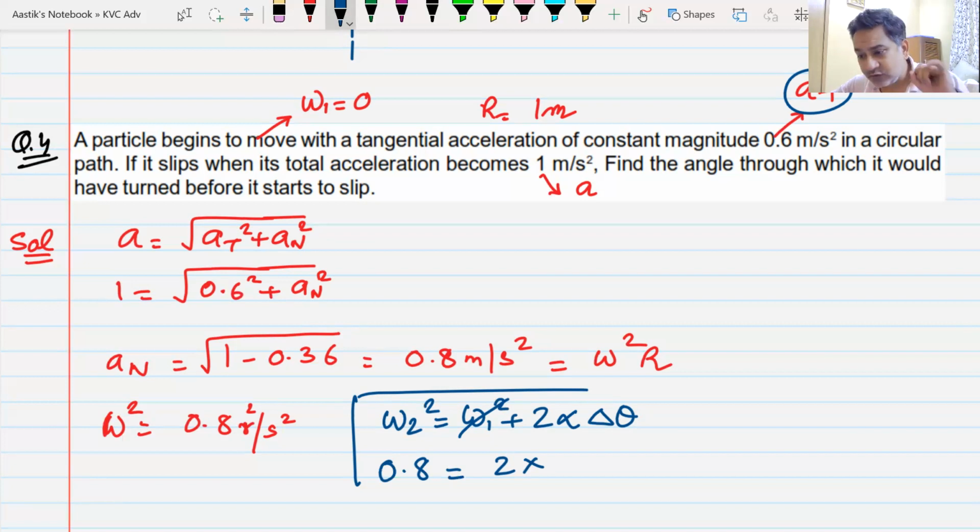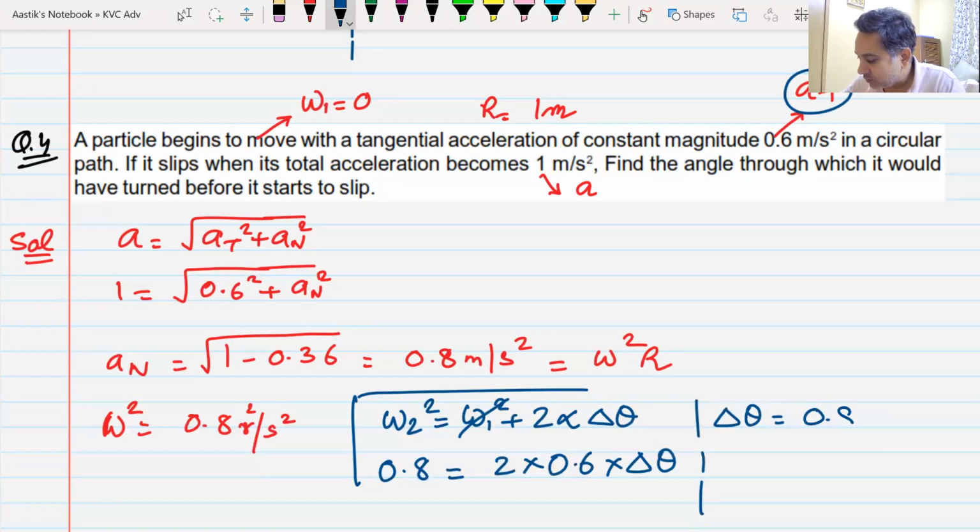So your alpha will be 0.6. Radius was missing in the question. So 2 multiplied by 0.6 multiplied by the angular displacement. From here, you can get the angular displacement, bacha, as 0.8 divided by 1.2. The only thing that was missing was the radius of the circle. And if we take the radius of the circle as 1 meter, we will get these answers. Do we understand this? Yes, sir.